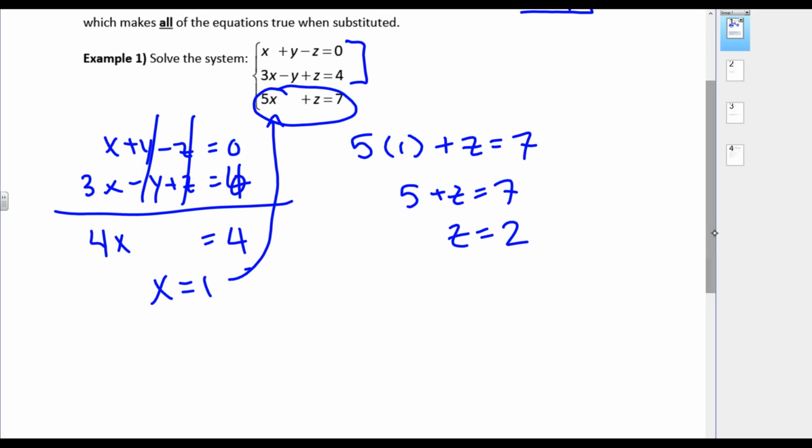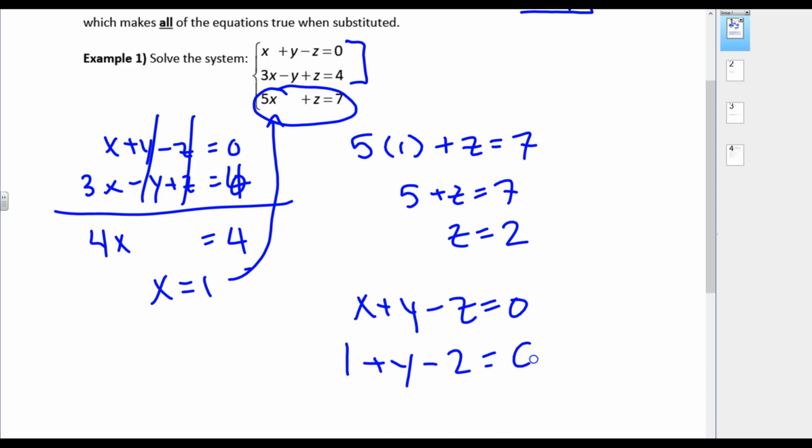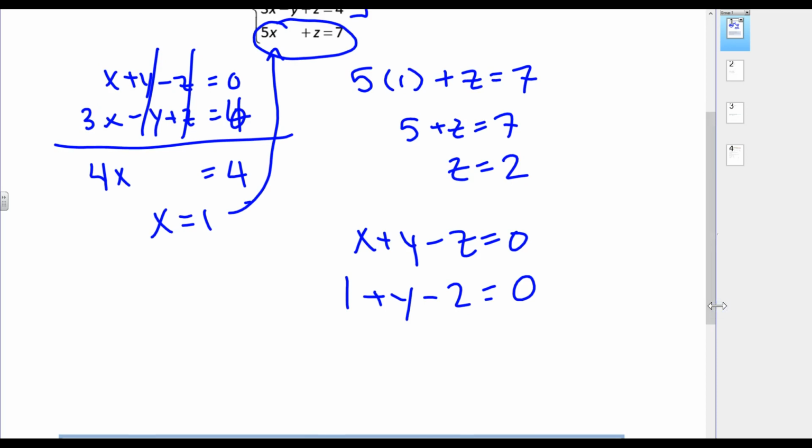I'm going to plug into my first equation now. x plus y minus z equals 0, or 1 plus y minus 2 equals 0. When I move everything over to the other side, I would get that y, in fact, equals 1. So my final answer is the point (1, 1, 2).